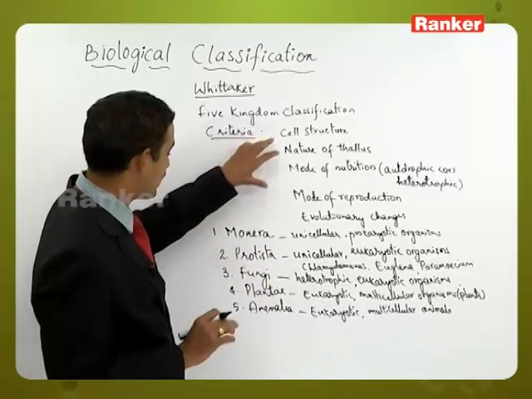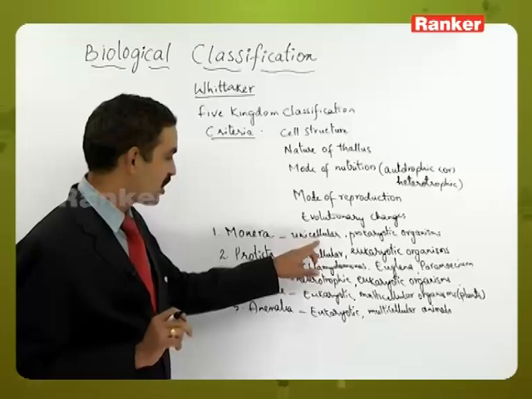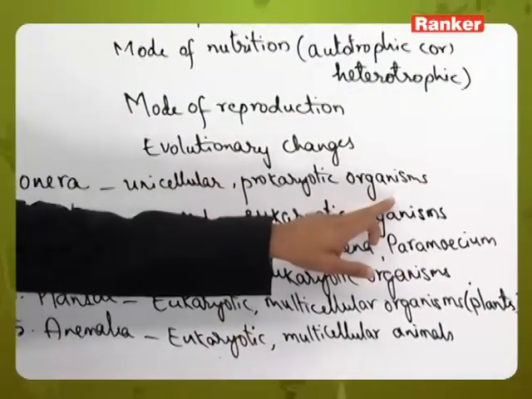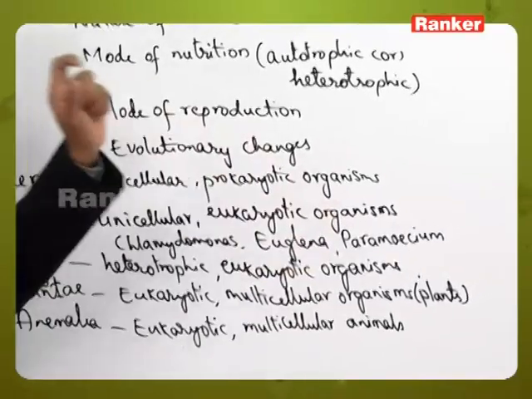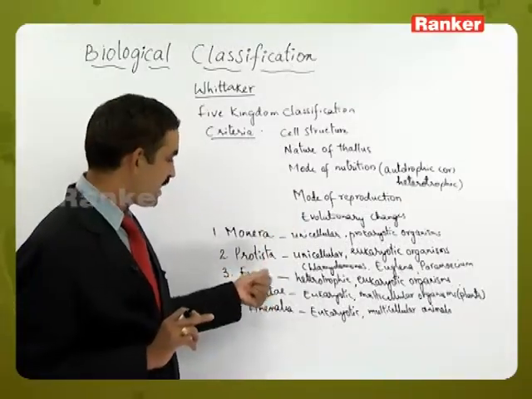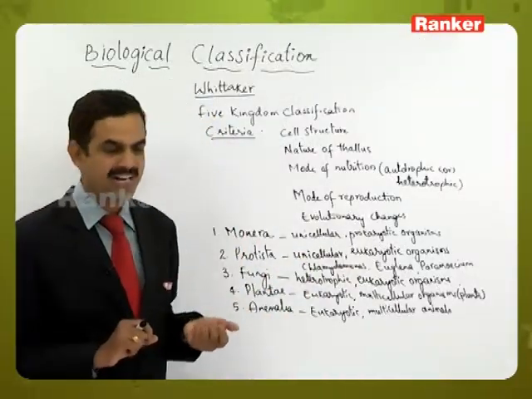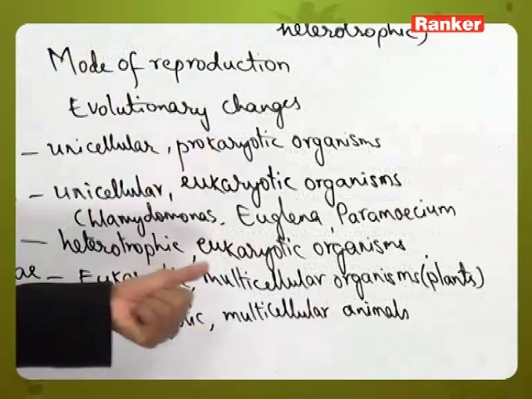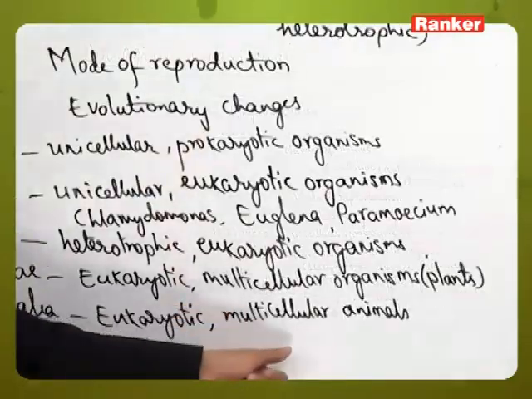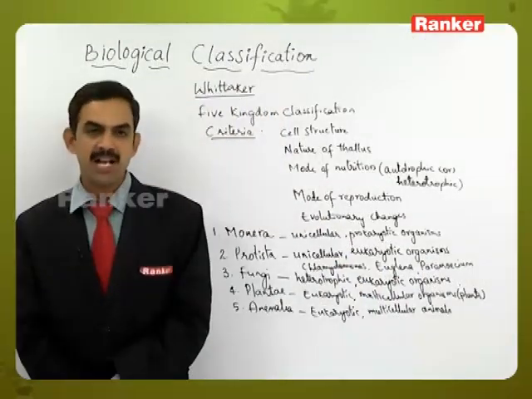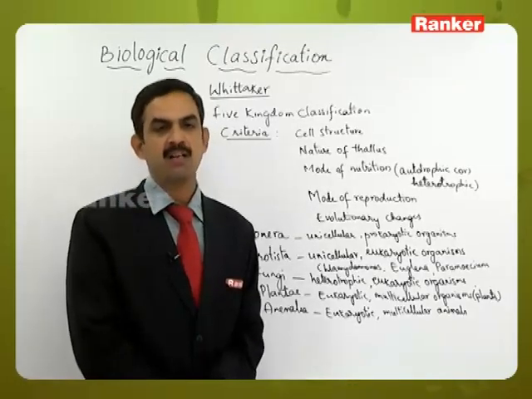So likewise, based on this criteria, a little bit of clarity was there. Monera includes only unicellular prokaryotic plants and animals, that is, organisms. Protista includes unicellular eukaryotic organisms, which include both plants and animals. Fungi includes only heterotrophic eukaryotic organisms which have the cell wall in the form of chitin. Plantae includes eukaryotic multicellular plants, whereas Animalia includes eukaryotic multicellular animals. So this is the basic characterization that can be observed in the 5 kingdom classification given by Whittaker.